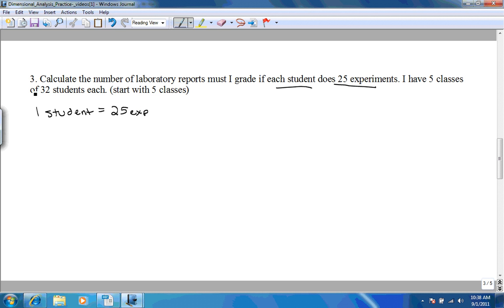I have 5 classes of 32 students. So 5 classes total, and each class has, notice the word each, so in every class, one class is equal to 32 students. Now, it might be confusing about how to start this question. However, it actually flat out tells you to start with 5 classes. So that's going to be our starting number. So 5 classes over 1.